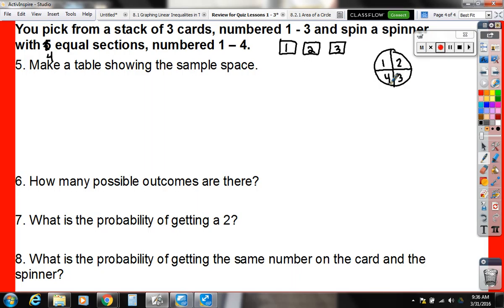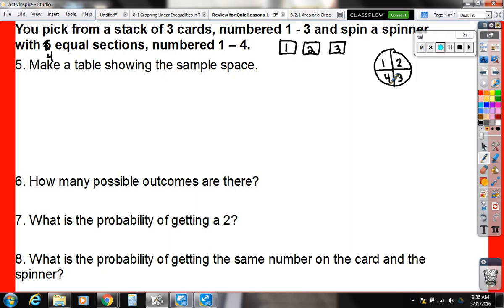Okay, so yesterday you went over with Mr. Renninger how to make a table showing the sample space. Can anyone tell me how I would make a table to show the sample space for this? Hannah? Can I come up there and show? Okay. Might be easier than trying to explain it.